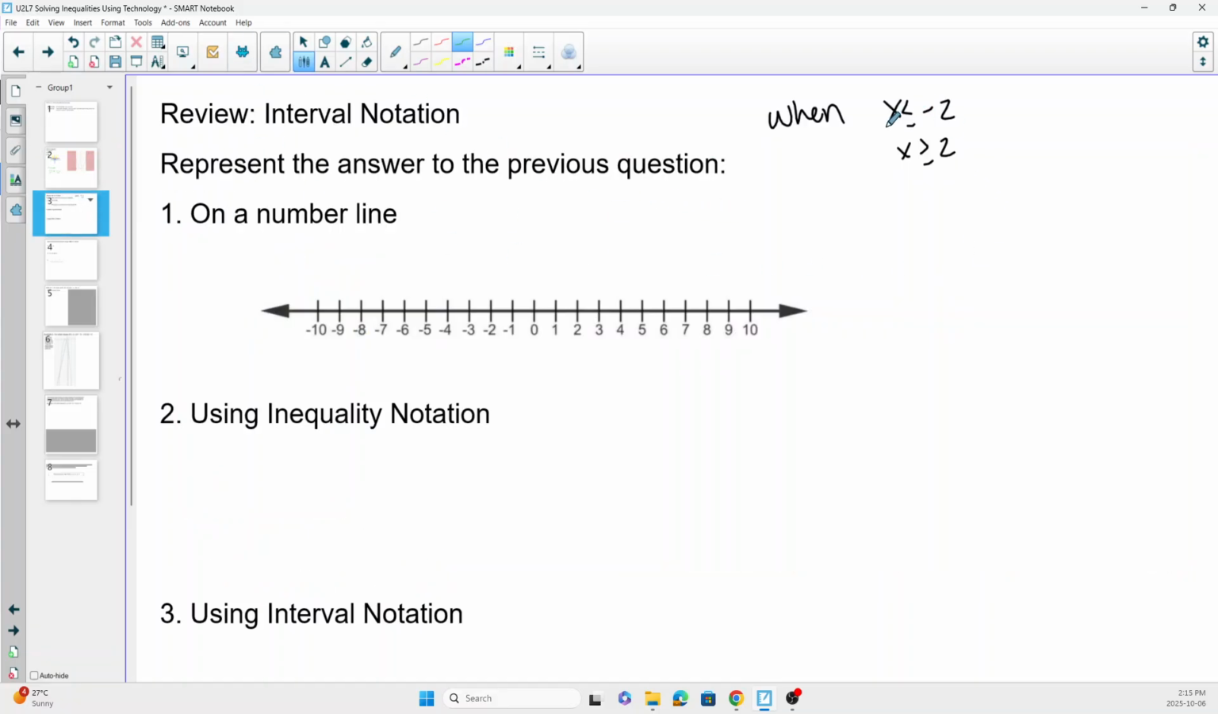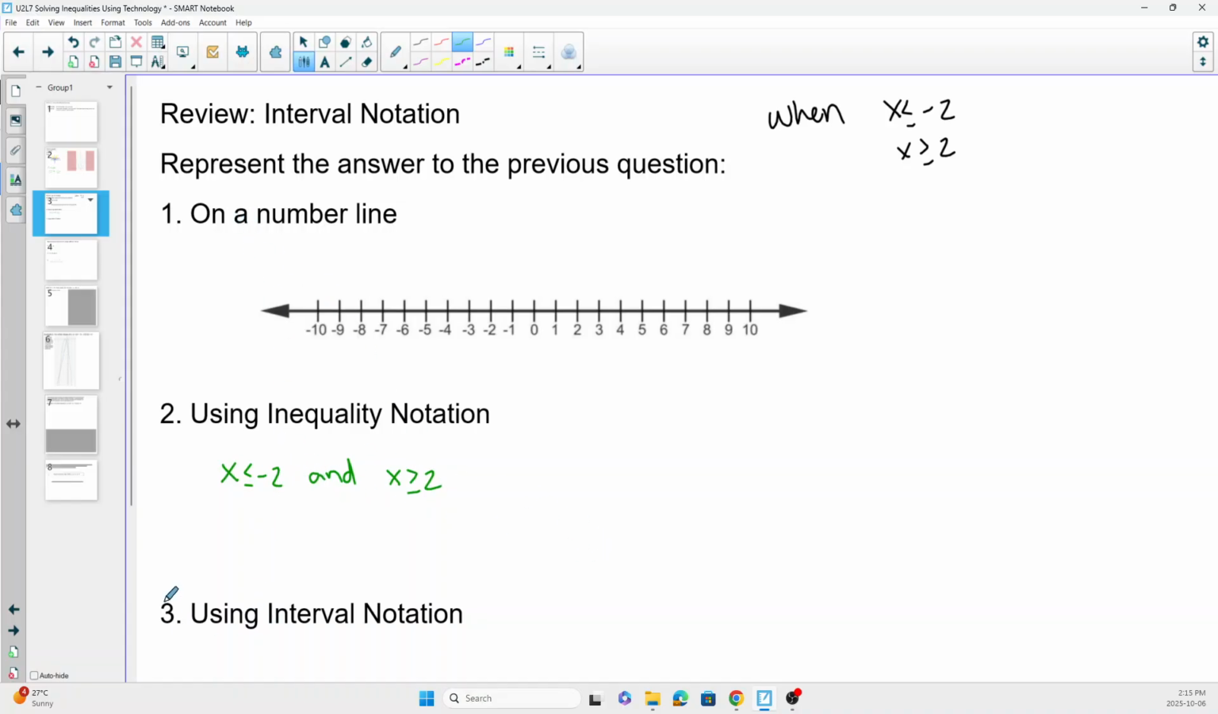So for that question, these were our two solutions, and this here is actually called your inequality notation. So for the answer to that question, we could say, well, x squared is going to be greater than or equal to 4 when x is less than or equal to negative 2, and when x is greater than or equal to positive 2. So that's your inequality notation.